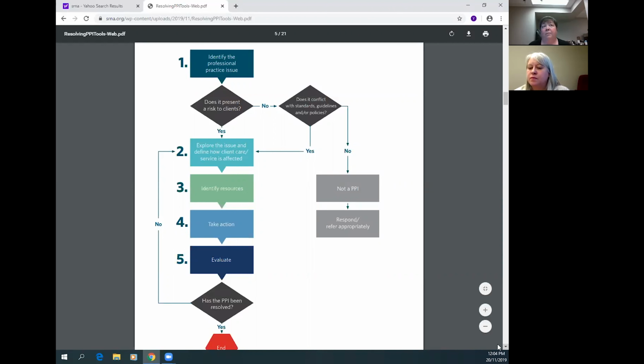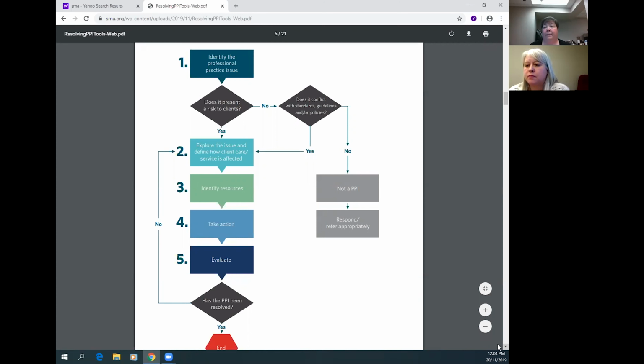One of the things with a professional practice issue is oftentimes it's not something that you can handle or resolve on your own. It's something that you need more people involved with in order to really find a solution. So that's part of what the next step is about too, talking to other people and looking at who can help identify what this issue is.